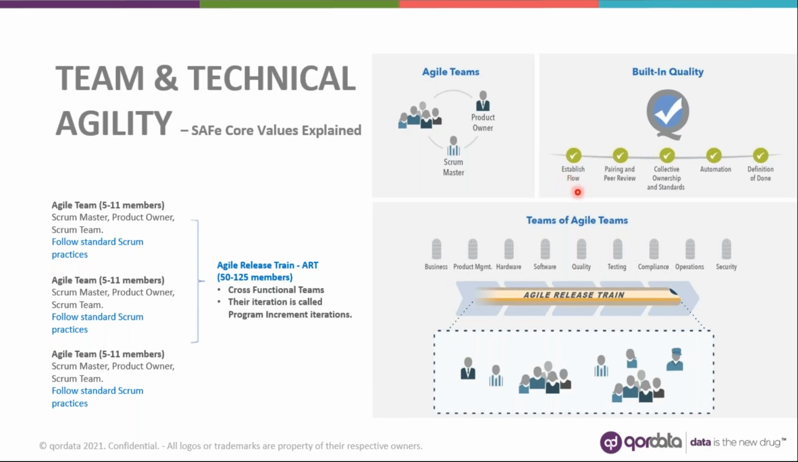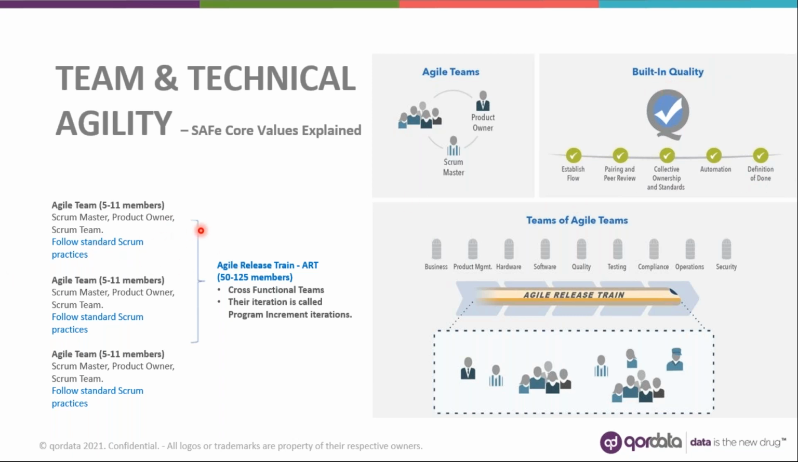We know how to establish a flow, how the UML diagram should be developed, how the application should be developed architecturally. We are doing peer reviews. We collectively have the ownership and standards. And we are also doing the automations in terms of CI and CD. And on each story, we have a definition of done. So for each team, we have built-in quality incorporated.